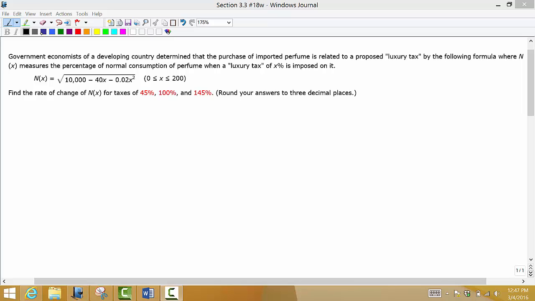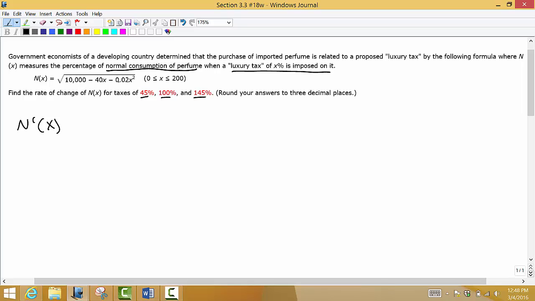So in this problem, we are given a function that measures the normal consumption of a perfume when a luxury tax of x% is imposed on it. We're asked to find the rate of change if the taxes are 45%, 100%, and 145%. So we need to find the derivative of the function that we're given.